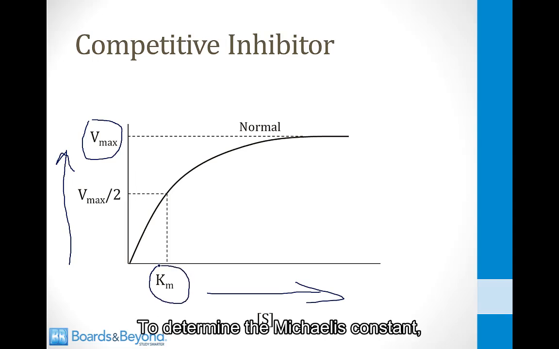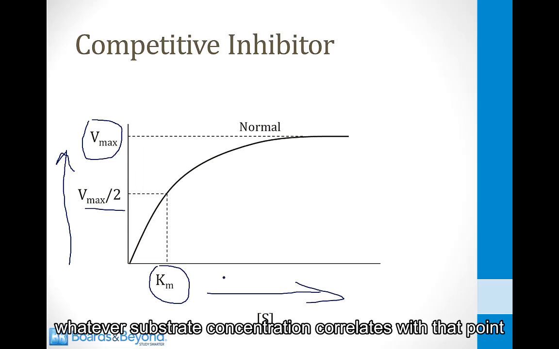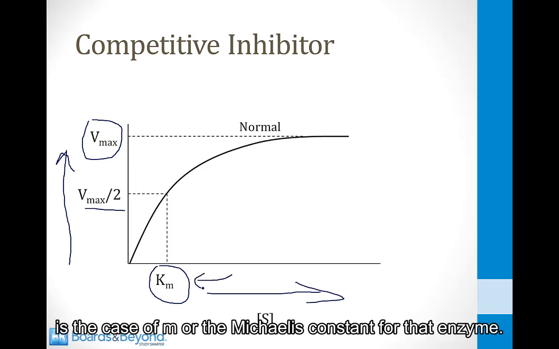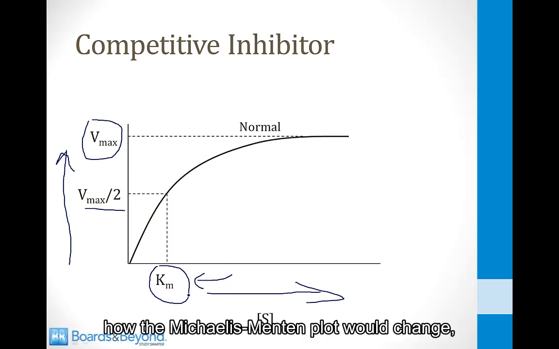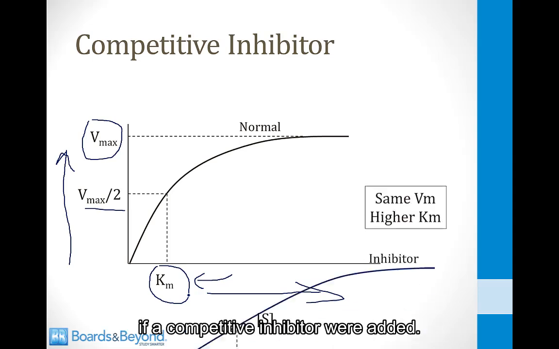To determine the Michaelis constant, you go to the point along the y-axis that is Vmax divided by 2. Whatever substrate concentration correlates with that point is the K sub m, or the Michaelis constant for that enzyme. So now let's talk about how the Michaelis-Menten plot would change if a competitive inhibitor were added.